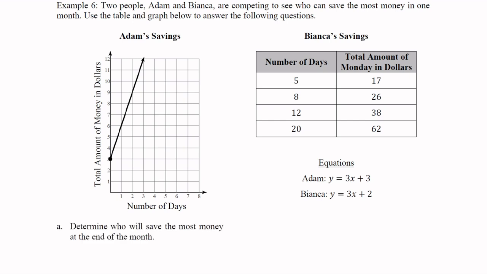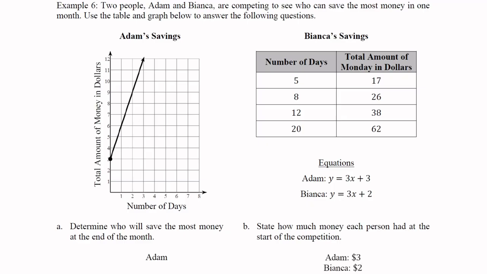So we want to determine who will save the most money at the end of the month. Well, since Adam started with more money, and they're both saving money at the same rate, Adam will end up with more money at the end of the month. How much money does each person have at the start of the competition? Well, that's going to be our y-intercept. So Adam starts with $3 and Bianca starts with $2.